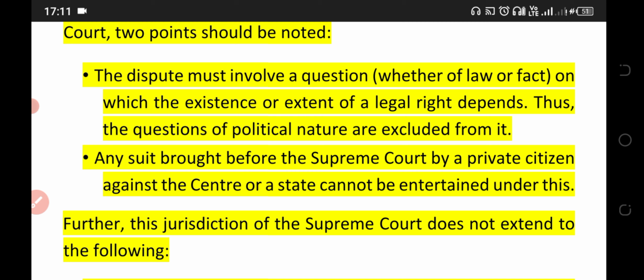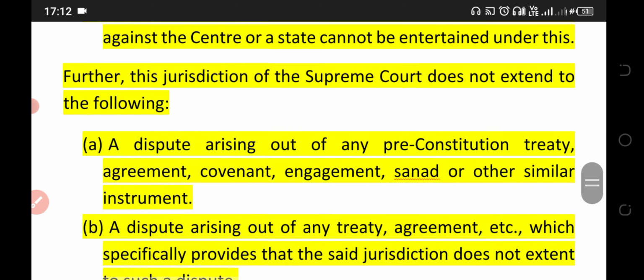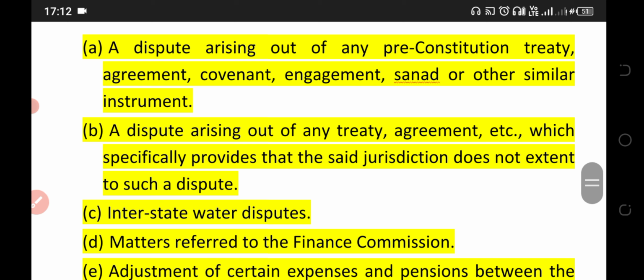Any suit brought before the Supreme Court by a private citizen against the center or a state cannot be entertained under this. Further, this jurisdiction of the Supreme Court does not extend to the following: a dispute arising out of any pre-constitution treaty, agreement, covenant, engagement, sanad or other similar instrument; a dispute arising out of any treaty, agreement, etc., which specifically provides that this jurisdiction does not extend to such a dispute.